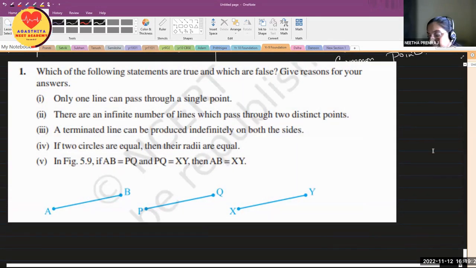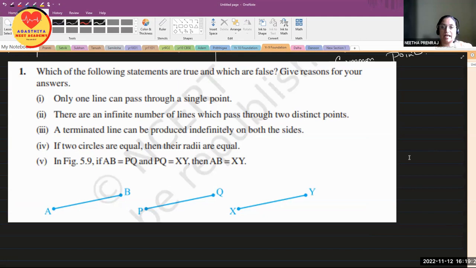Now you see, which of the following statements are true and which are false? Give reasons for your answers. So you have to say true or false. If it is true, that's fine. If it is false, why? Why it is false? You have to give a reason.